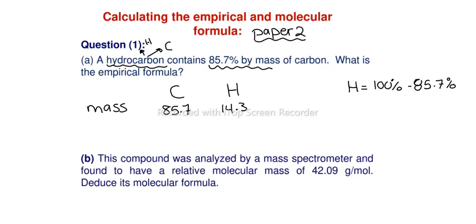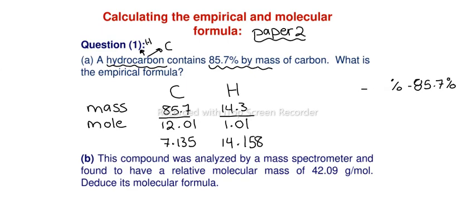Now the second step is to calculate the mole number. You will divide over the molar mass, and you need to take the molar mass as the relative atomic mass from your periodic table and data booklet. Now you will divide. So dividing, the mole number will be 7.135, and here it will become 14.158.